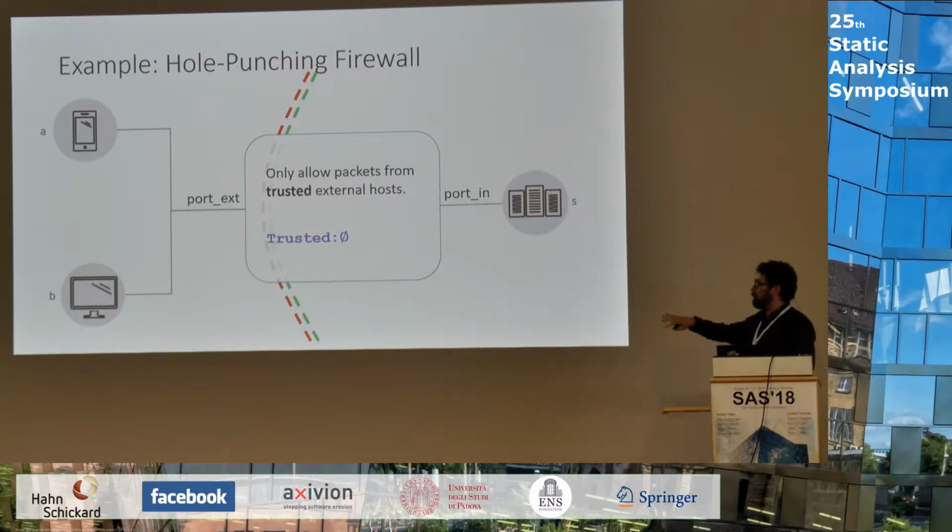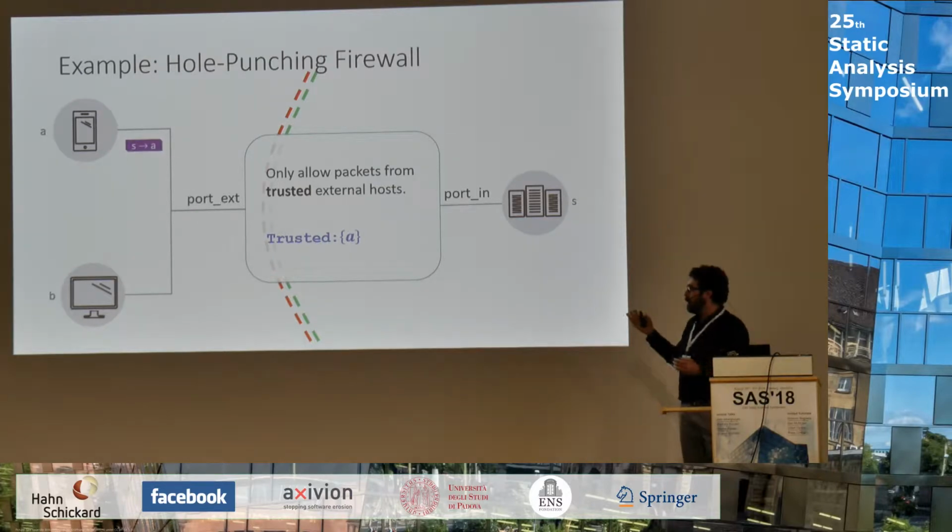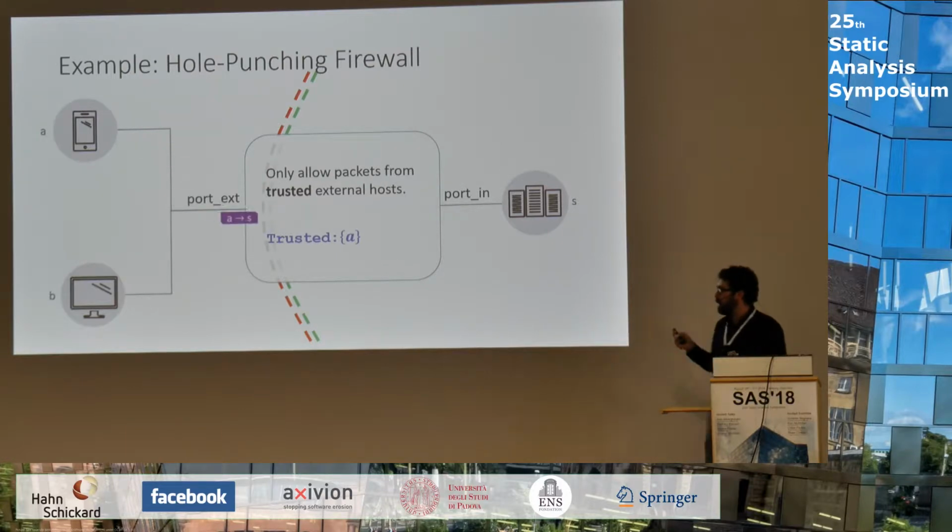Initially, we have no trusted hosts. So if the host A sends a packet to the server, the firewall will drop that packet because it doesn't trust A, and then it doesn't do anything. If, however, the server sends a packet to A, the firewall will add A to the set of trusted hosts, and in the future, when A sends a packet, it will be forwarded by the firewall to the server inside. That is how the state in the firewall changes.